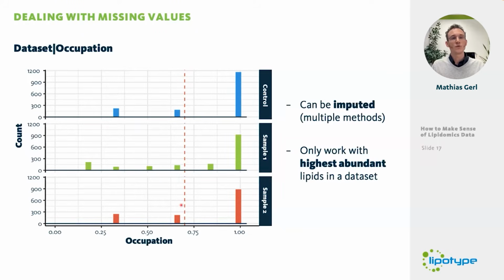And what most people do is they actually look at lipids that have an occupation of 0.7 to 0.8, so 70 to 80% values, or 20 to 30% missingness, so to speak. This is about the accepted threshold in the field. And that gives you a set of lipids you can work with, and that also will work later with the statistical tests that we do.